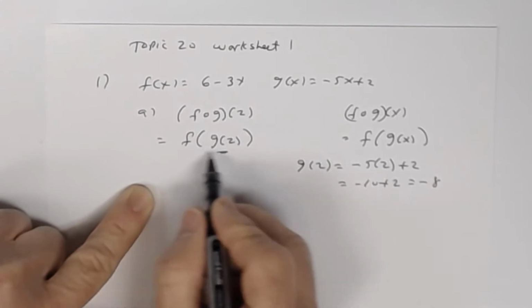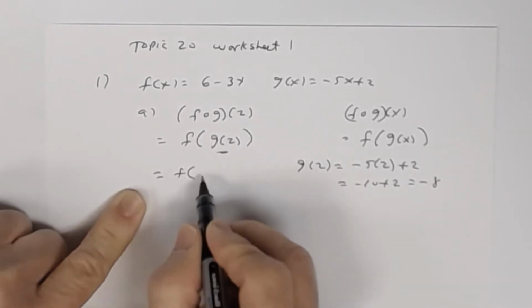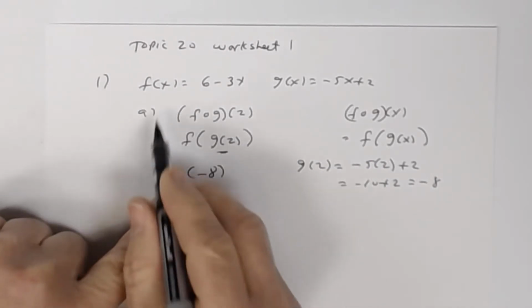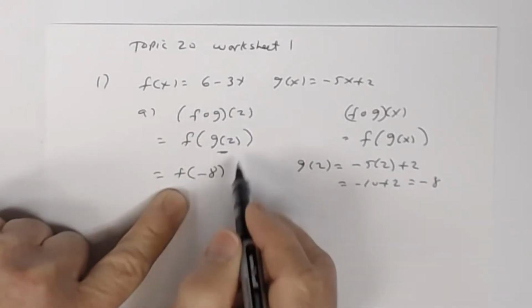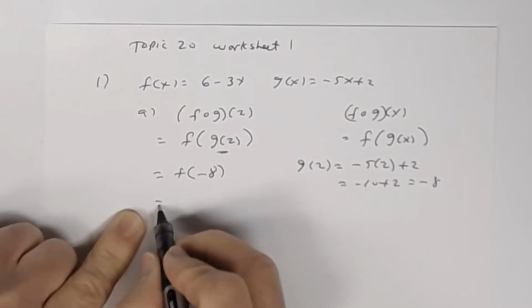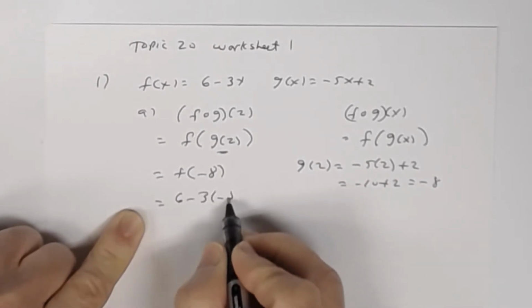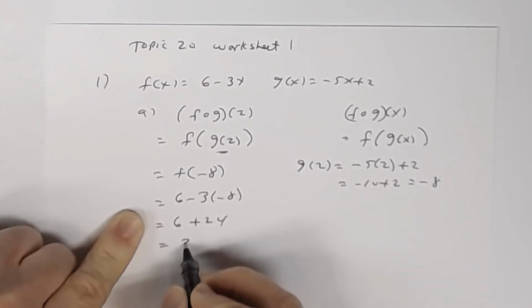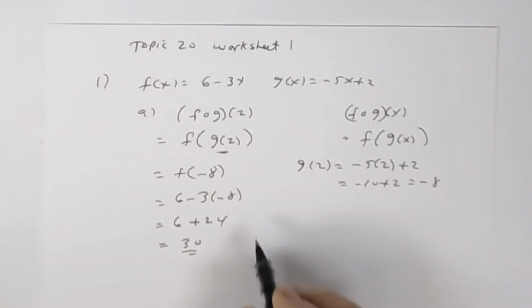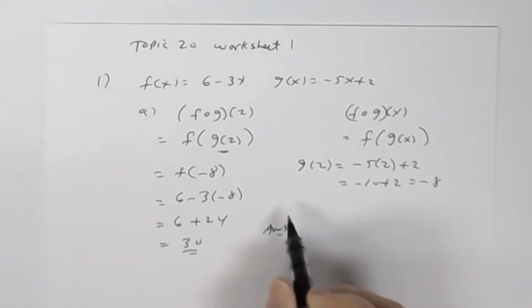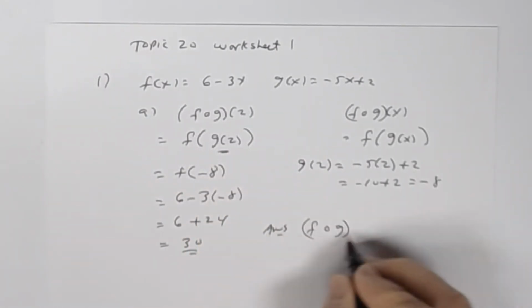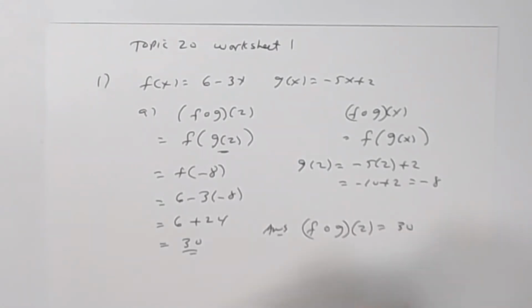So now this becomes f of negative 8. Now that's easy. I go to my function f, and where I see the variable x, I substitute negative 8. So this becomes 6 minus 3 times negative 8. That's 6 plus 24, which is 30. So therefore, f composed with g at 2 equals 30. The answer for that one is 30.